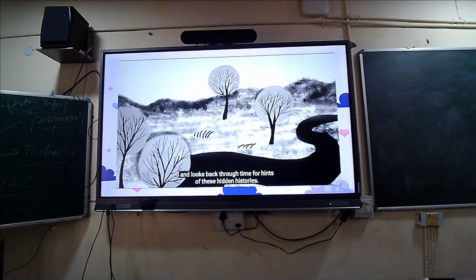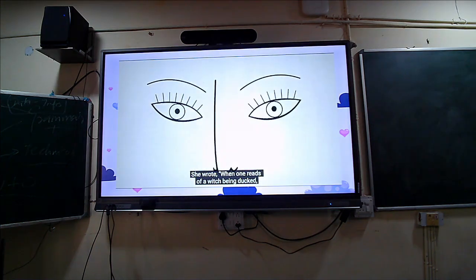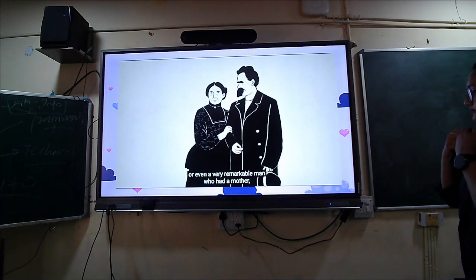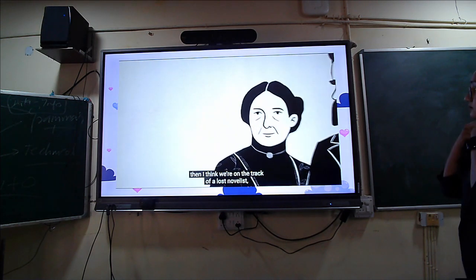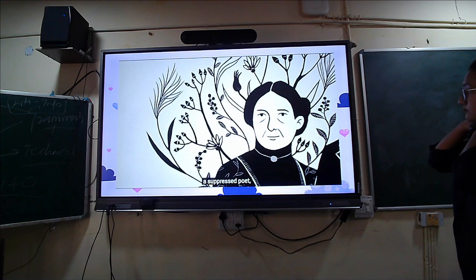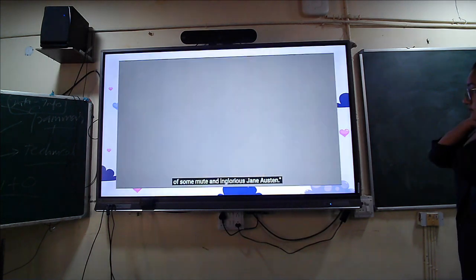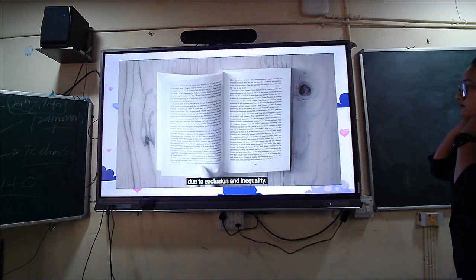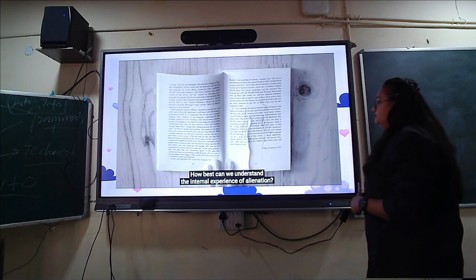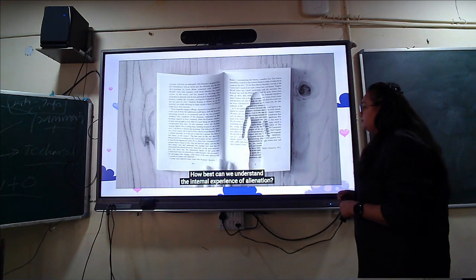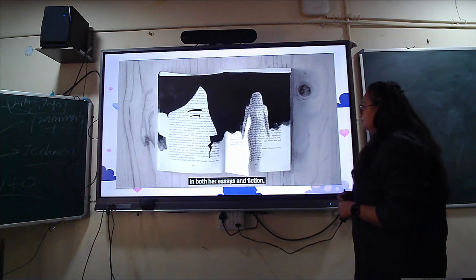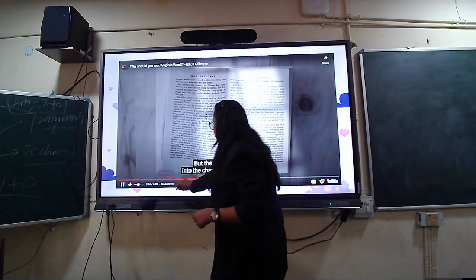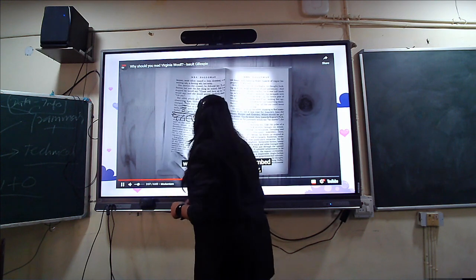She wrote, when one reads of a witch being ducked, of a woman possessed by devils, of a wise woman selling herbs, or even of a very remarkable man who had a mother, then I think we are on the track of a lost novelist, of a suppressed poet, of some new and glorious Jane Austen. Woolf says the world denies the first voice of art through exclusion and inequality. How best can we understand the internal experience of alienation? In both her essays and fiction, Virginia Woolf shapes the perception of reality, including the character's traumatic past, leaving the inner world of the characters.